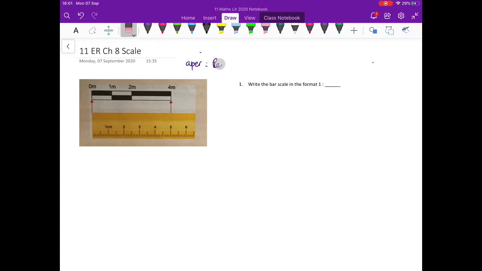Right, so let's do this first question. Write the bar scale in the format 1 to something. So the first thing you're going to do is measure using your ruler. From the ruler measurement, because this is the paper, measured in centimeters, we have paper to reality. It is going to be 5 centimeters. We always set up with our units, and in reality, it is 4 meters.